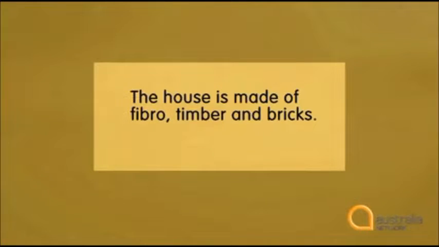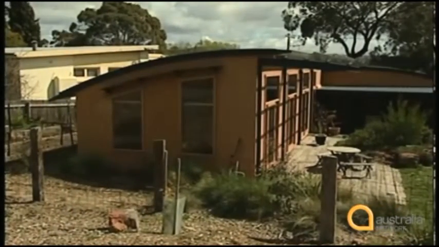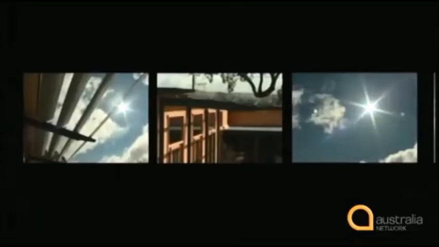Listen to this example. Most houses, I guess these days, are brick veneer, whereas this is fibro on the outside, timber on the outside, but there's bricks on the inside.